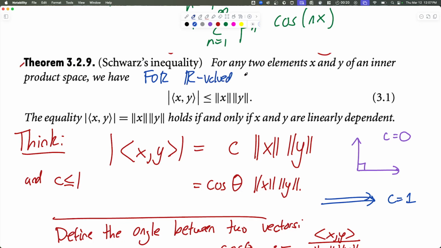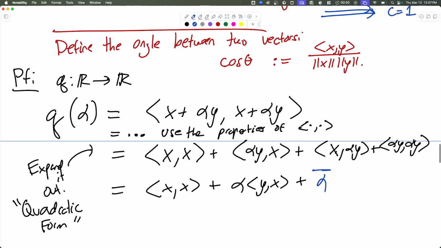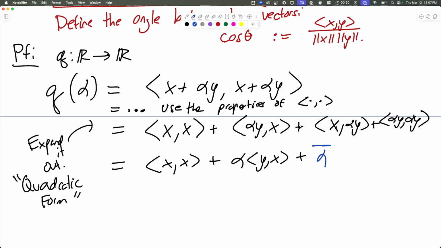So let's do it for R valued inner products. That will just make our life a little bit easier. And the complex one is still true. You just have to be a little bit more careful with these bars. So in general, in an inner product space, you have to worry about the bars. But for today's class, let's not worry about the bars.